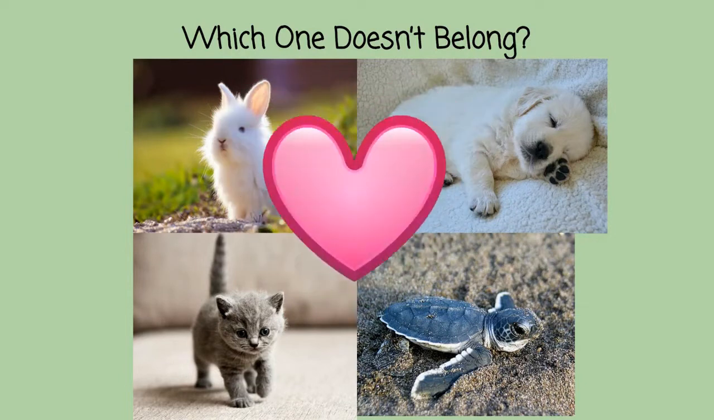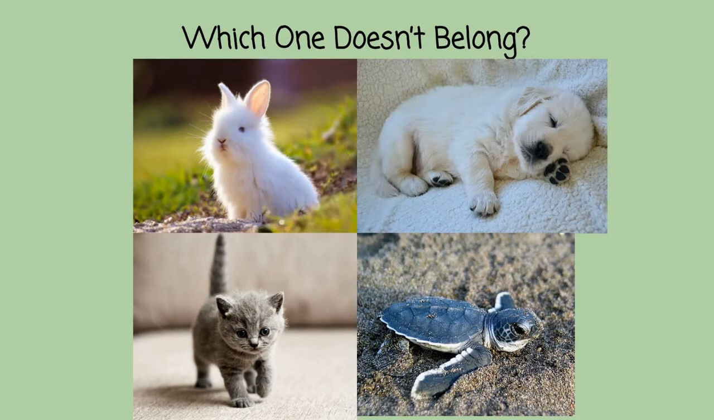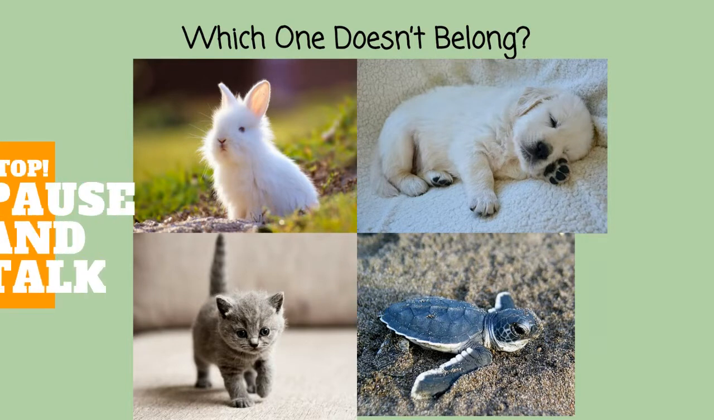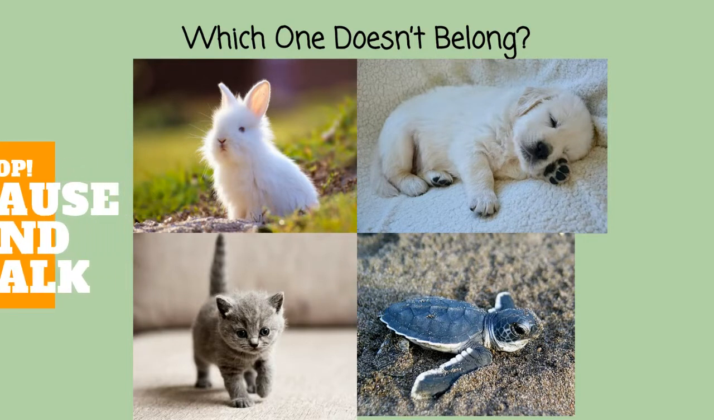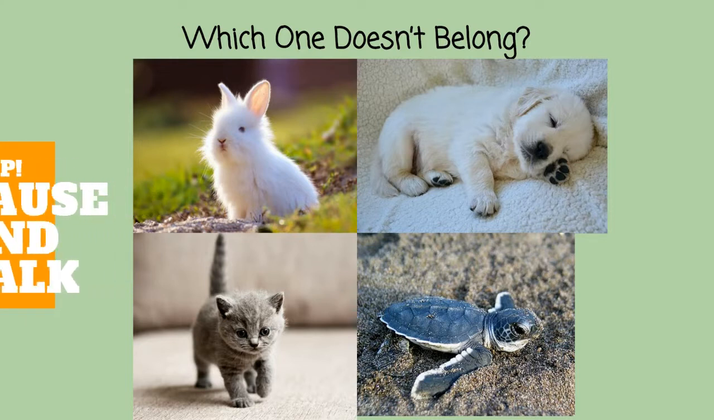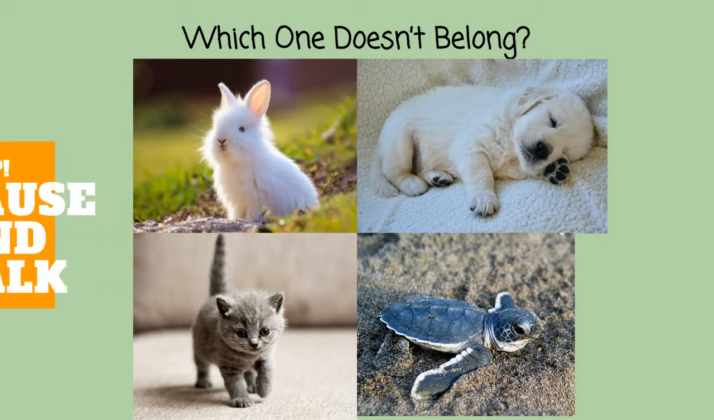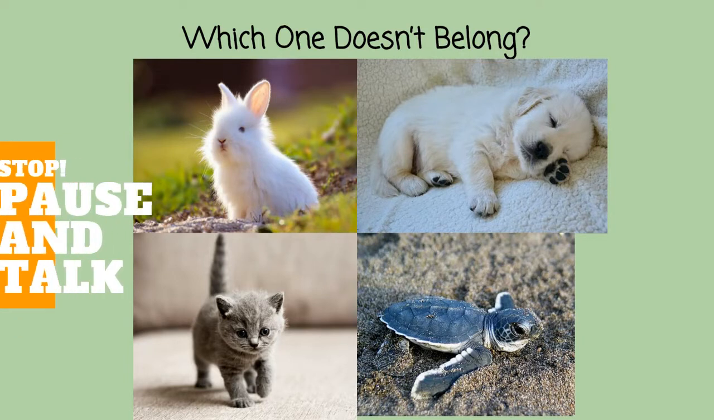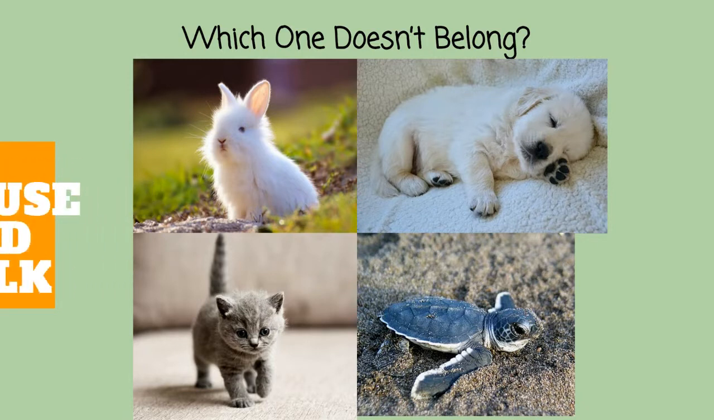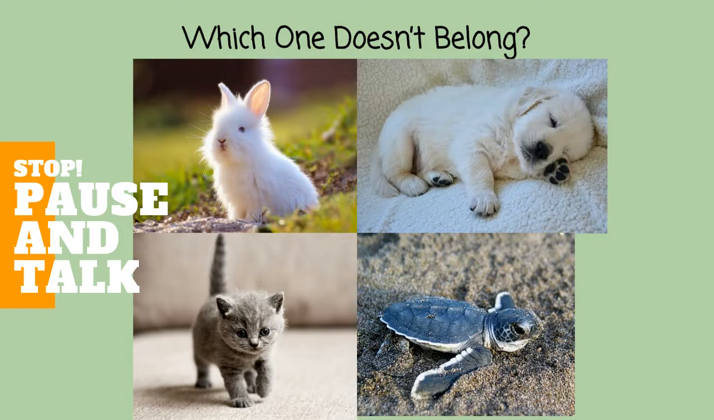So the first set of images that we're going to show here are baby animals. So what I'd like for you to do is pause the video and talk to someone. Could be a sister, brother, mom, dad, auntie, uncle, grandma, grandpa, could be anyone. Talk to them about all the different ways that you could pick one image and tell why it doesn't belong. Alright, so go ahead and pause the video and have a conversation about which one does not belong.